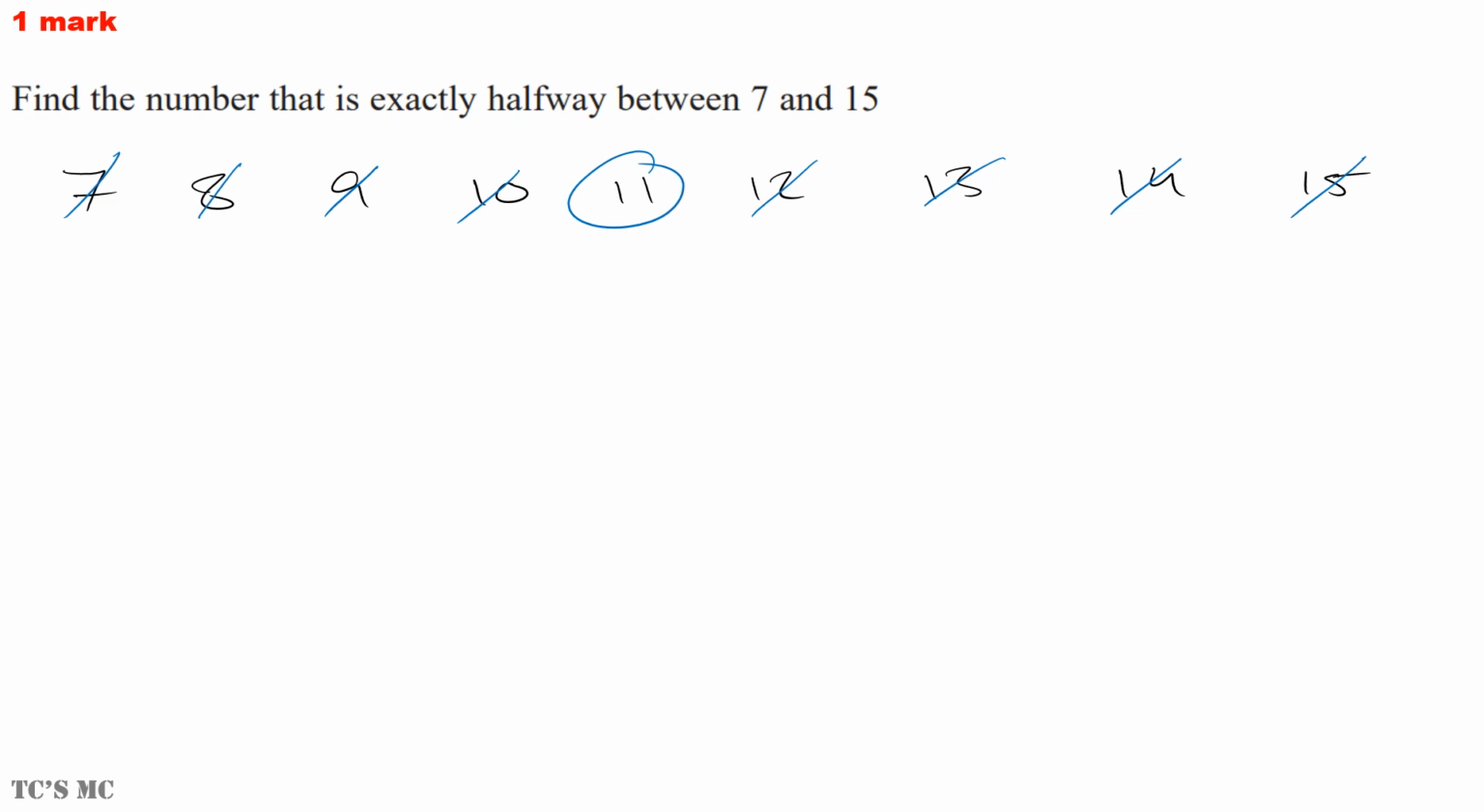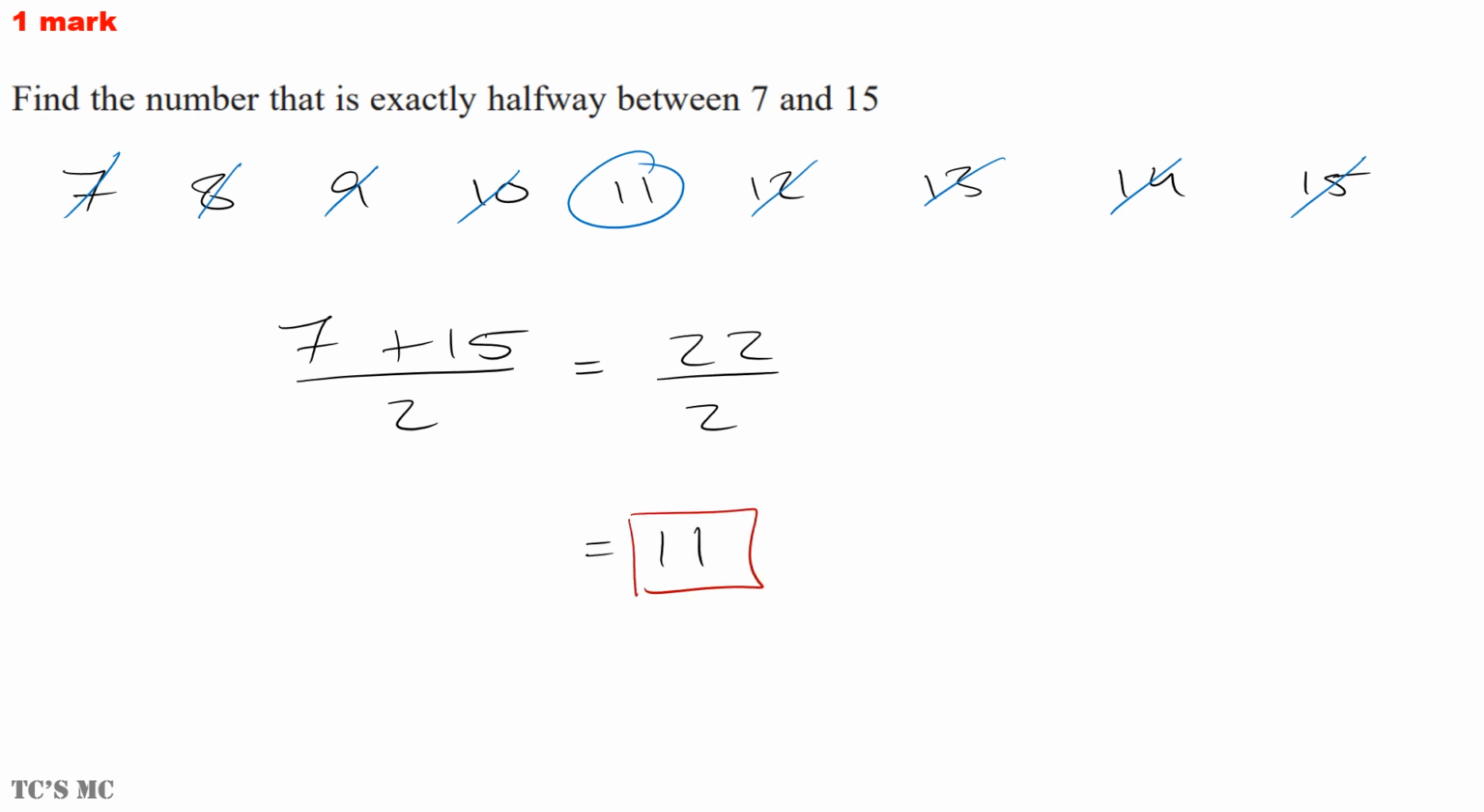Or you could do 7 add 15 divided by 2, the same as when we do midpoints in coordinates. So that's 22 over 2, and that gets me 11. You don't actually need to show how you're doing this. You can just say 11.